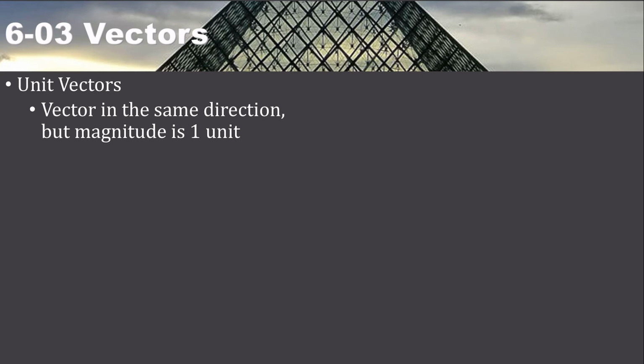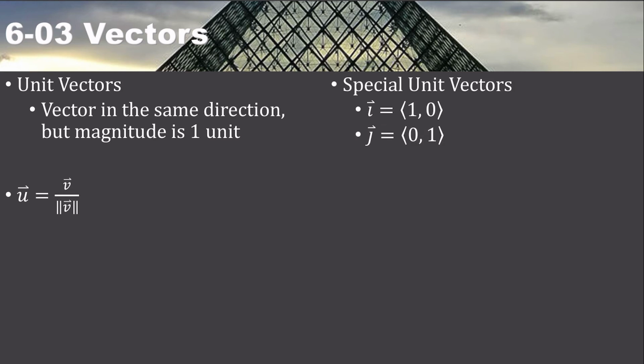A unit vector is a vector in the same direction, but with a magnitude of 1. So its length is 1 unit. And so what we do is you just take your vector and divide it by its magnitude. So if you take the whole thing, divide it by its length, it is now 1. There are special unit vectors, i, which is <1, 0>, and j, which is <0, 1>. So this is like x and this is like y. i is 1 unit in the x, j is 1 unit in the y.